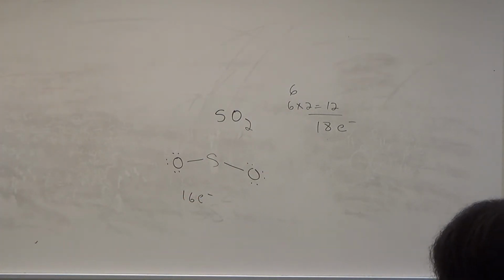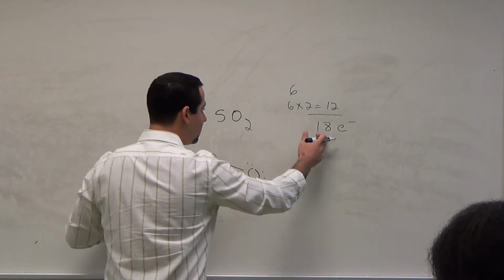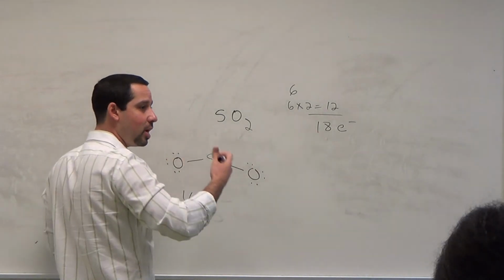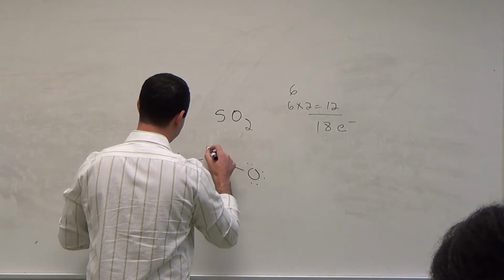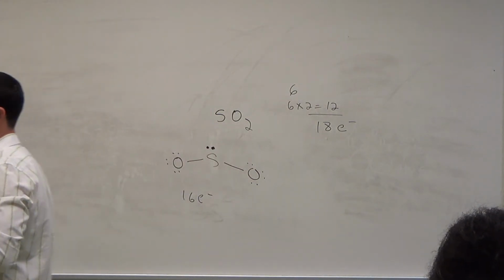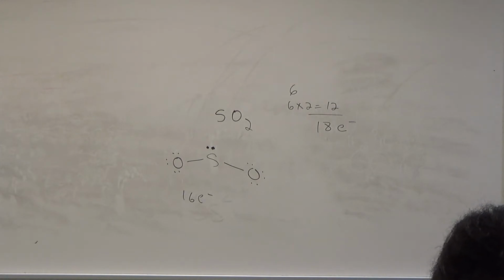I need how many? 18 electrons. Whenever I have electrons remaining, I am going to place them in the central atom. There they are. So now, we look.